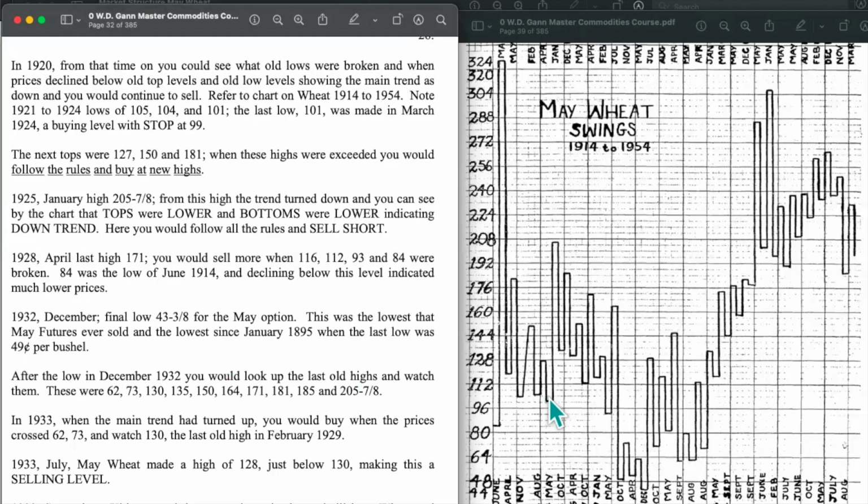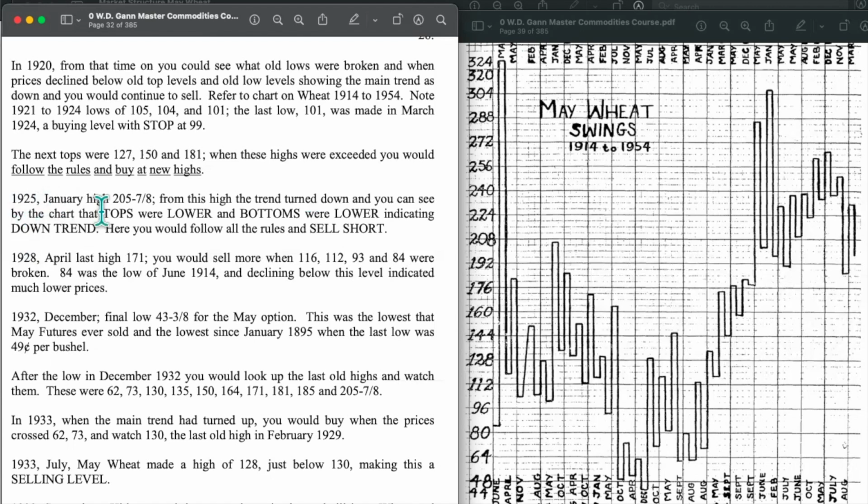Now what happened is from here we got an upside movement also. Let's look at the description which has been given. The last low 101 was made in March 1924, a buying level with a stop loss of 99. The next stops were 127, 105, and 181. When these highs were exceeded, you would follow the rule and buy at the new high. So probably this high was being taken out, this high was being taken out, this high was being taken out, and you can continue buying further.